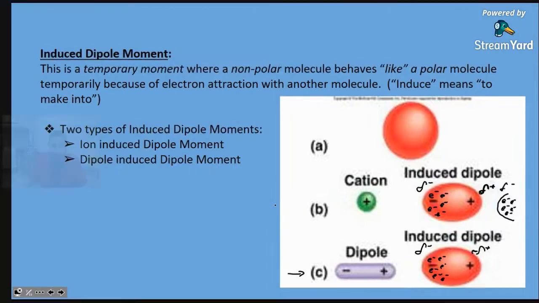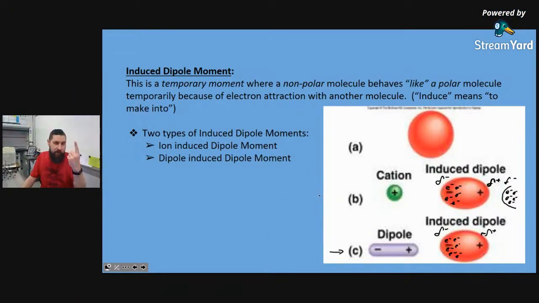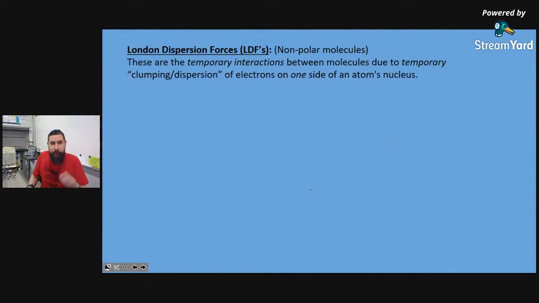So we've got 3 under our belt now. Network covalent solids, those are your strongest. Dipole-dipole, which hydrogen bonding is part of, and hydrogen bonding, again, is stronger than your typical, just regular old dipole-dipole. Then we've got our induced dipole. That's our third. So our fourth type, this is what's called London dispersion forces, or LDFs. And this goes for nonpolar molecules. And these are extremely temporary. They last for a fraction of a fraction of a fraction of a second.